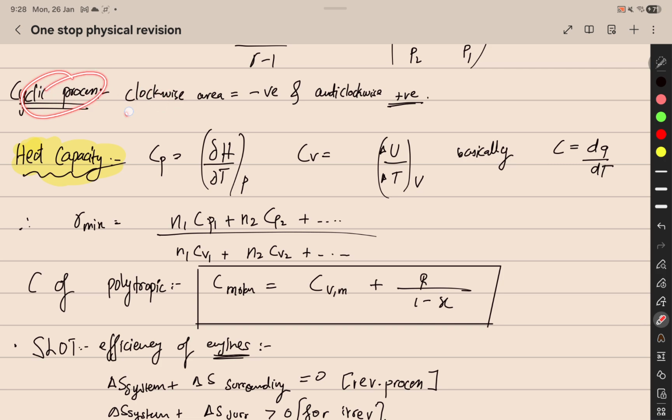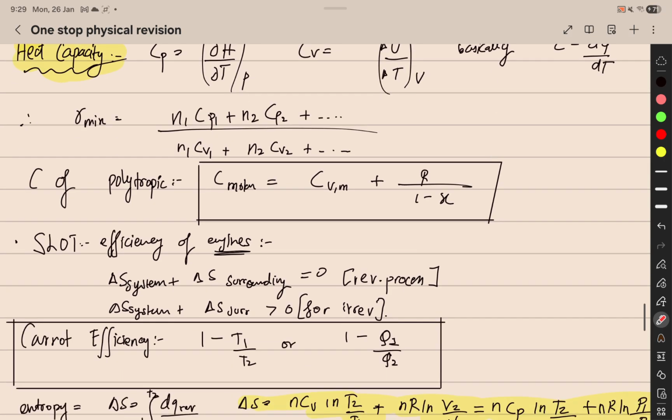Then we can look at the cyclic process. Clockwise area is negative and anti-clockwise area is positive. Then heat capacity: Cp is equal to delta H by delta T at constant pressure. Cv is equal to delta U by delta T at constant volume. So basically from here we can conclude that C is equal to dq by dT. Gamma of a mixture is equal to (n1 Cp1 plus n2 Cp2 and so on) divided by (n1 Cv1 plus n2 Cv2 and so on). The molar heat capacity of a polytropic process is Cvm plus R by 1 minus x, where x is the polytropic constant, PV^x is constant, right?